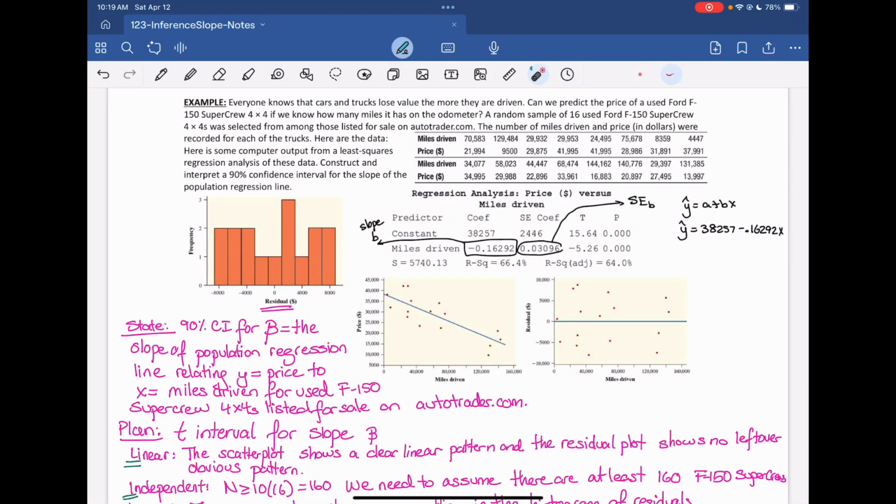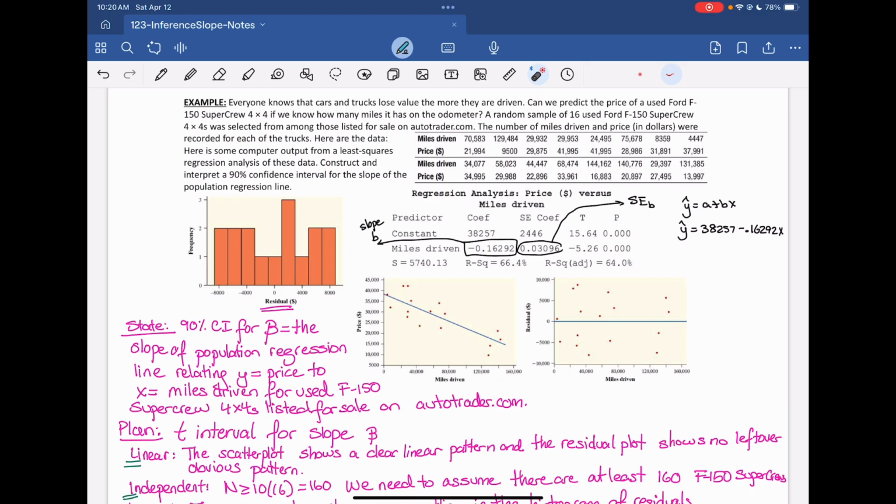Okay, so let's look at this particular example. Everyone knows that cars and trucks lose value the more they are driven. Can we predict the price of a used Ford F-150 Super Crew 4x4 if we know how many miles it has on the odometer? A random sample of 16 used Ford F-150 Super Crew 4x4s was selected from among those listed for sale on autotrader.com.